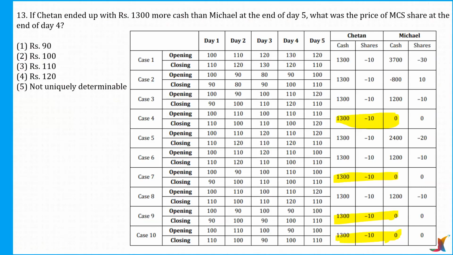What was the price of MCS share at the end of day 4? So at the end of day 4, in this case, 100. Here it is 100. Here it is 100. In all the 4 cases, it is 100. So the answer is option number 2, it is 100. Any doubts now to anyone in question number 13? No. Can I move to the next question?